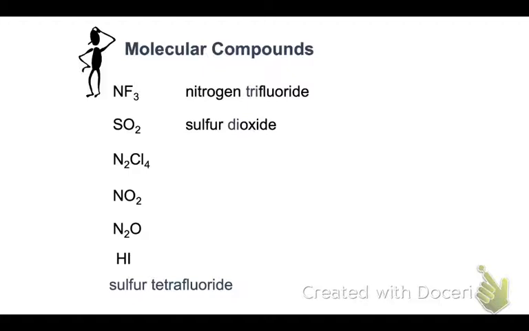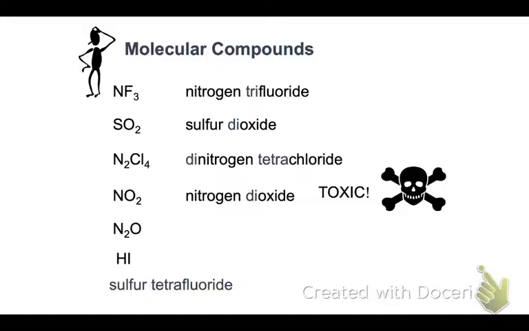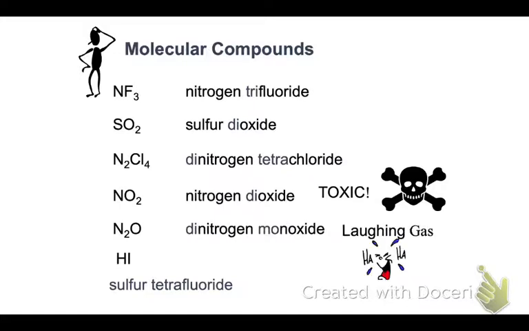dinitrogen tetrachloride. Next one, I have 1 nitrogen and 2 oxygens, so I'm going to say nitrogen dioxide, which is a toxic gas. Next one, I have 2 nitrogens and an oxygen, so I'm going to say dinitrogen monoxide, which is what we call laughing gas. Hydrogen iodide is, as I said, one of the exceptions. When you have a hydrogen with a halogen, you don't have any prefixes: hydrogen iodide.